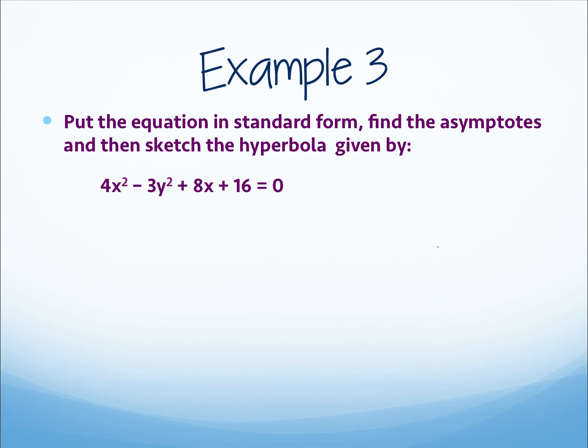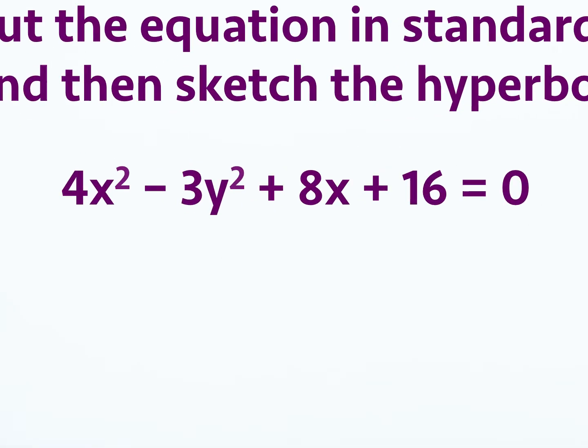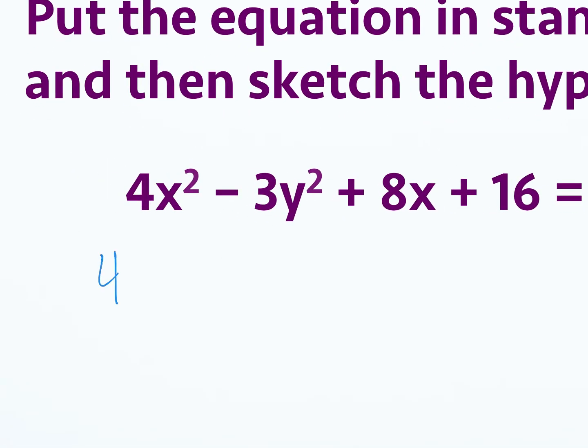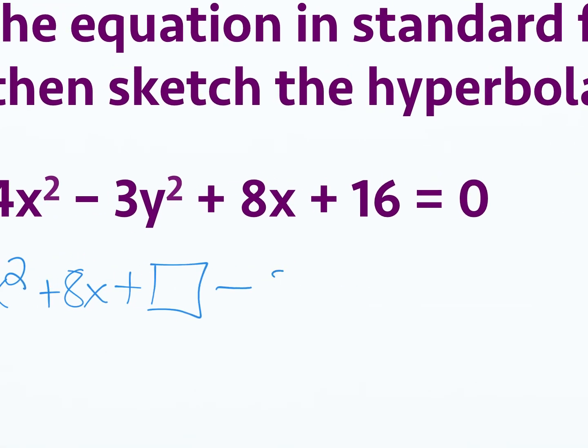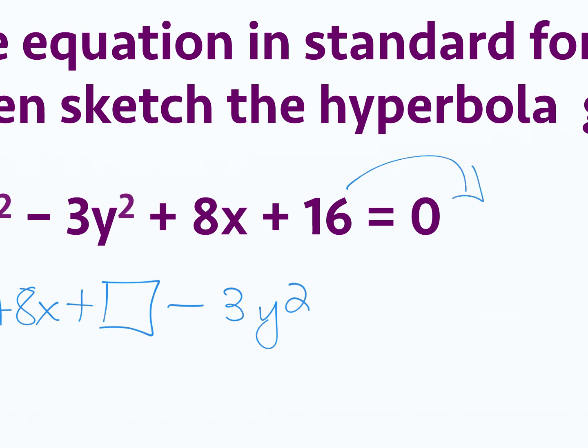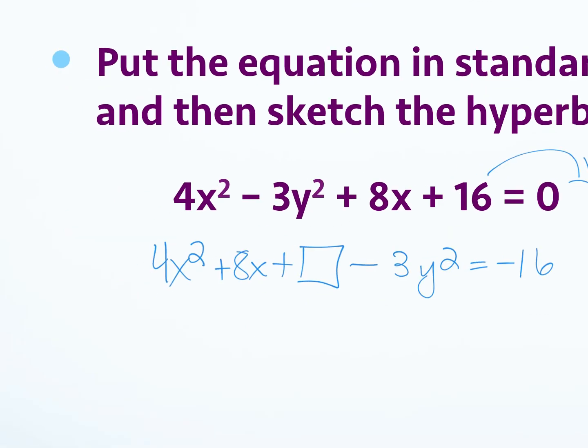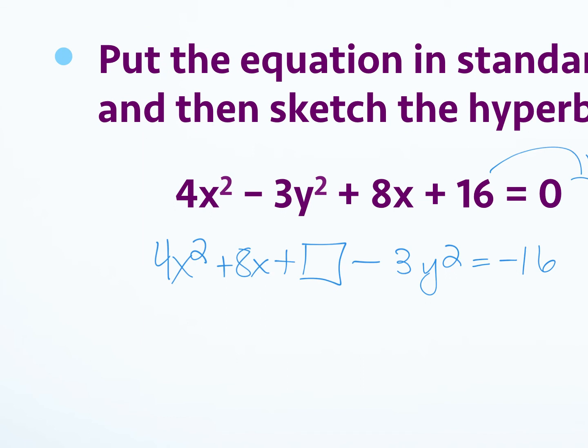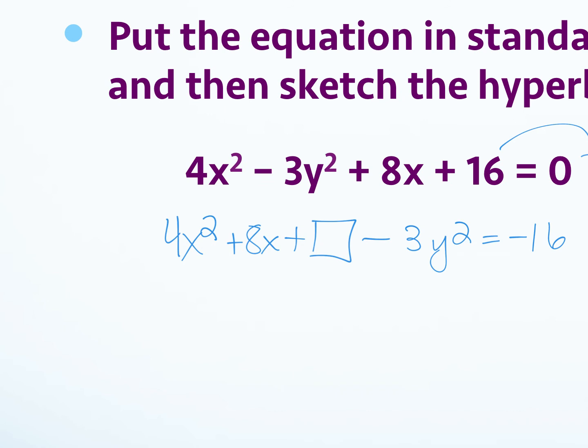We're going to collect all of our x's, collect our y's, and be done with it. So I have 4x squared plus 8x plus my box. This time I have a minus 3y squared. 16 has nothing, so we're going to move it to the other side, so it equals negative 16. Okay, so when we complete the square, we want our a term to be a positive 1. It is not, so let's see.